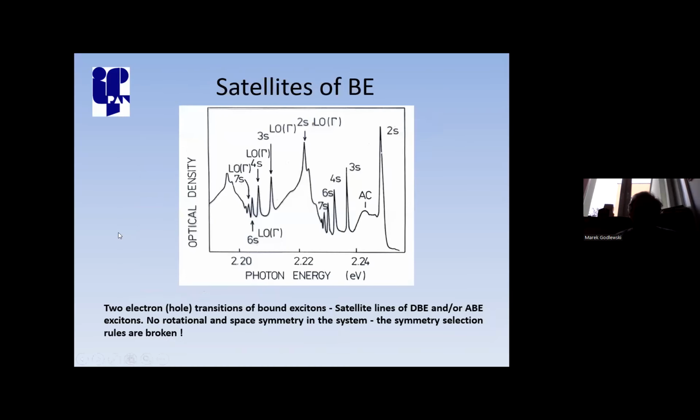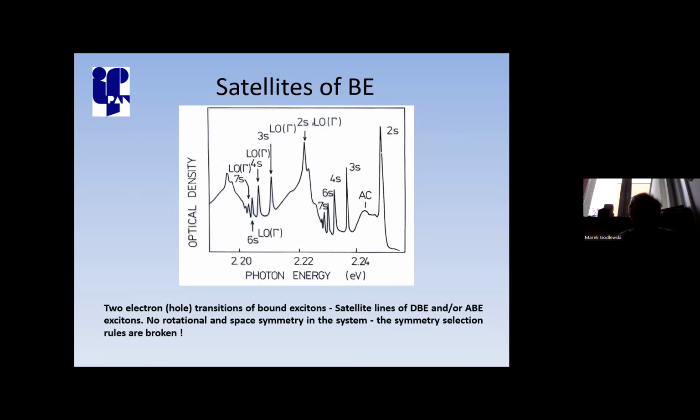So how is it possible? If we look at something studied for many years, the person who first put forward the idea of what the origin of the strange lines can be was Paul Dean. They are also called satellites of bound excitons. It was observed that in addition to the main excitonic recombination line, sometimes on the low energy side we have plenty of very sharp lines, satellites. They were not explained for quite a long time, until this idea of Paul Dean and co-workers came.